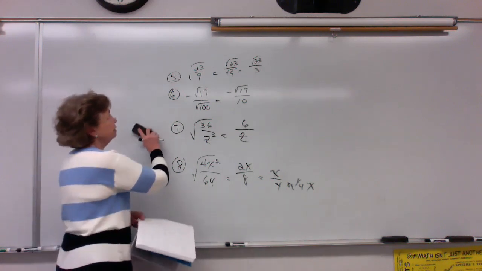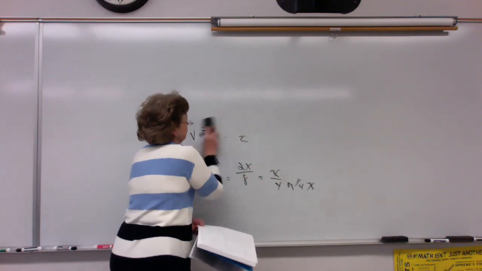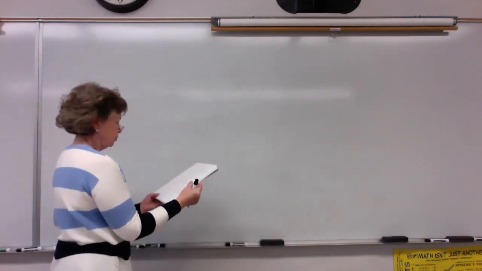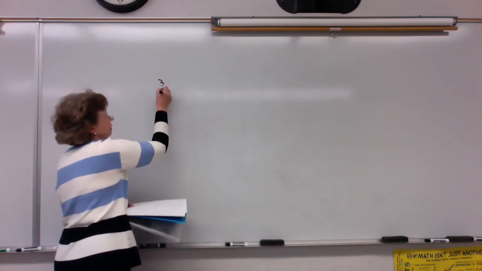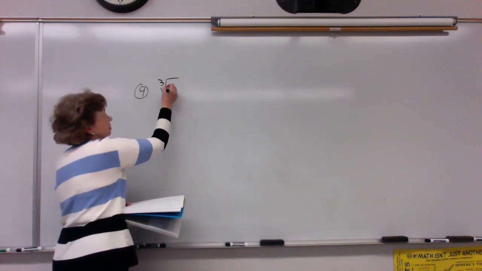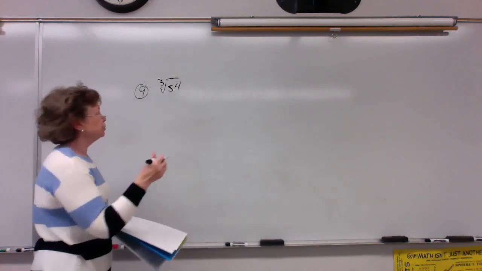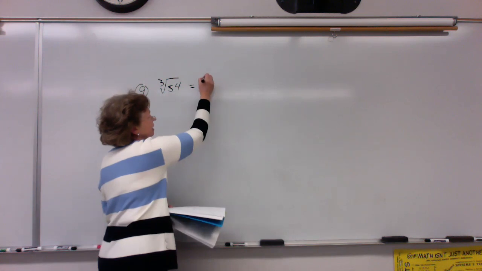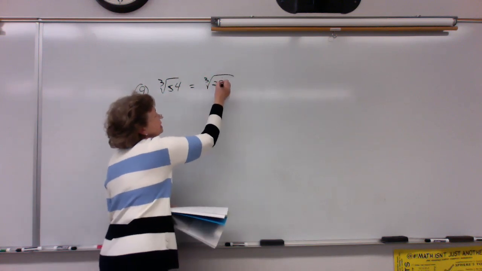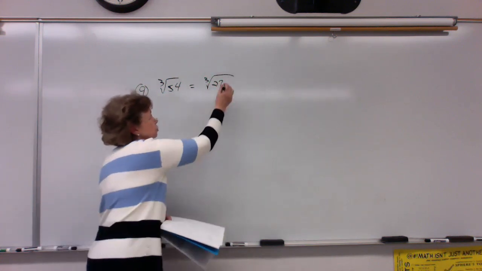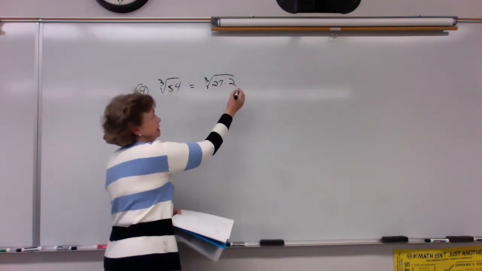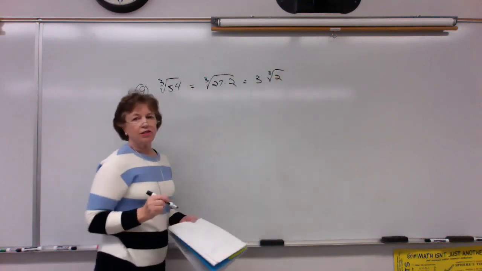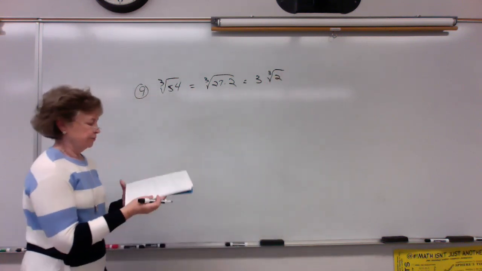Looking at number 9, cube root of 54. So think of perfect cubes or divide by primes. Cubes are the way to go. If I think of that as 27 times 2, cube root of 27 is going to be 3, and then I have 3 times the cube root of 2 for your final answer.